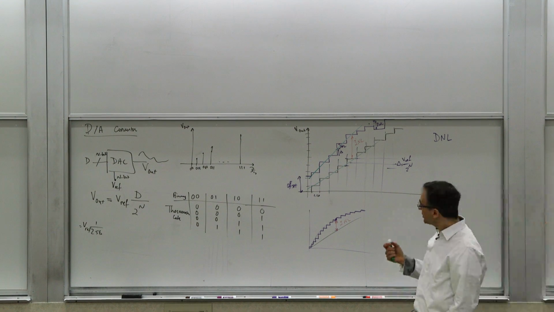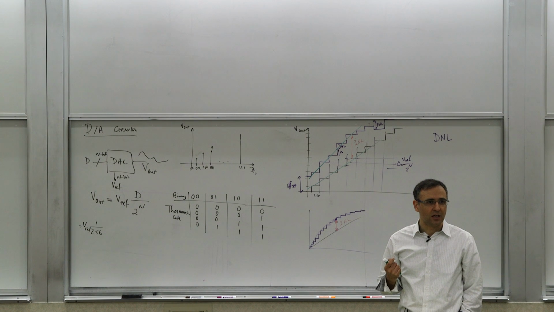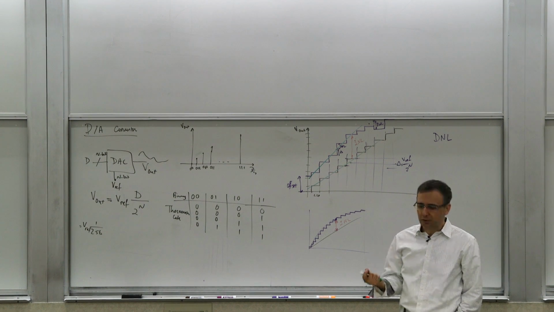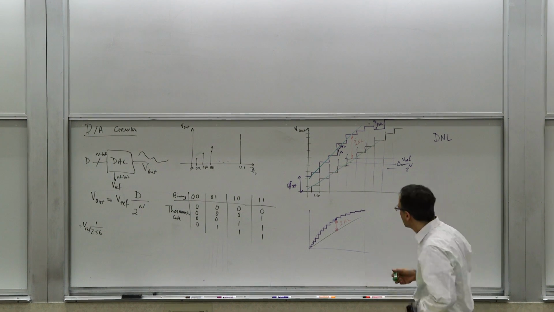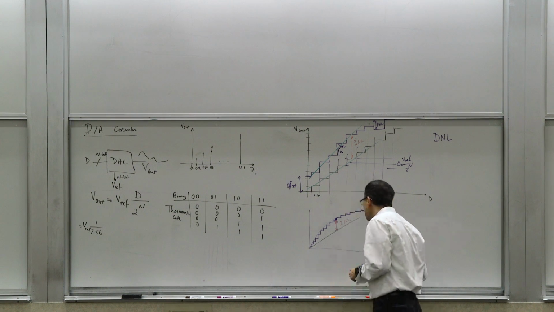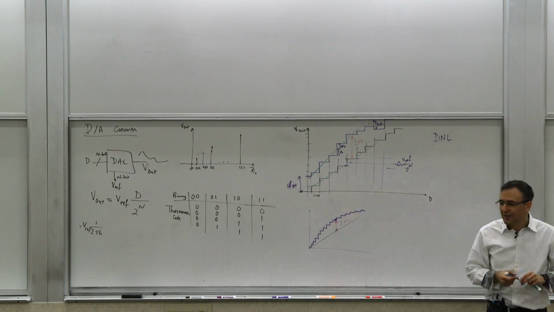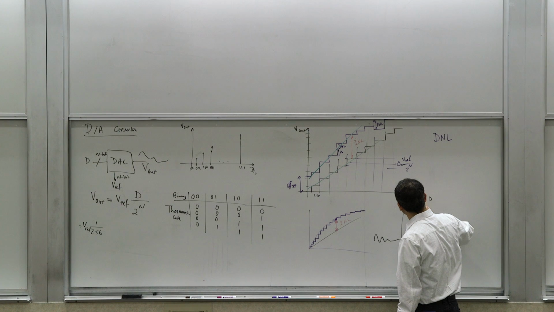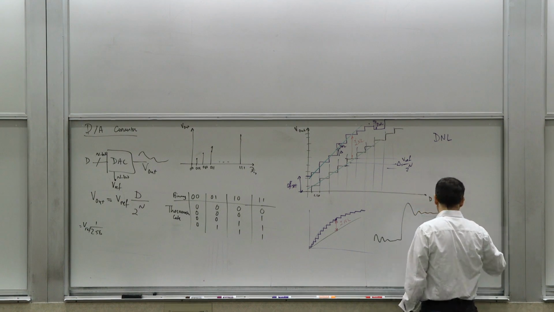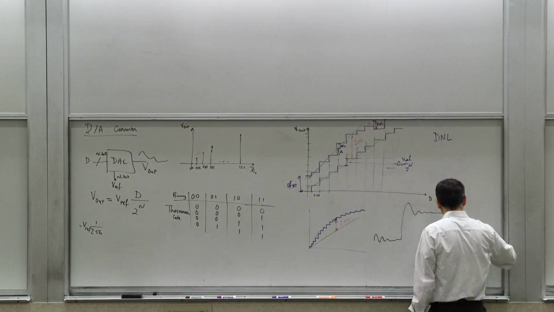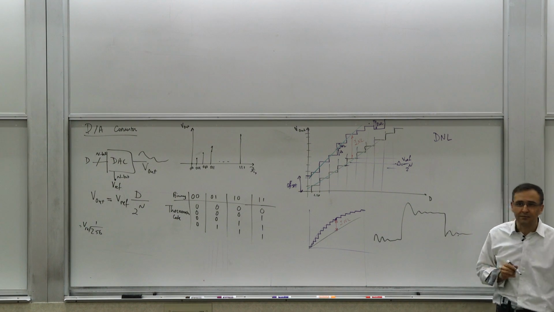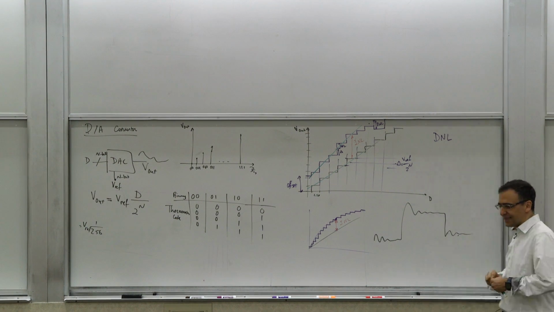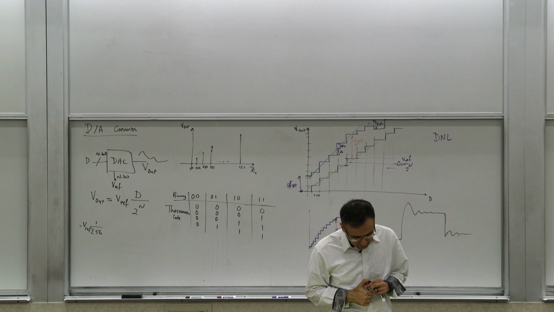Now, there are also dynamic measures, right, for how well a D2A works. So let's say for a D2A, what are some of the dynamic measures that matter? Let's say your output goes like this. You have one digital level, and then you go to a different digital level, and then to a different digital level, and things of this sort matter. So what are some of the things that matter in terms of qualifying this?